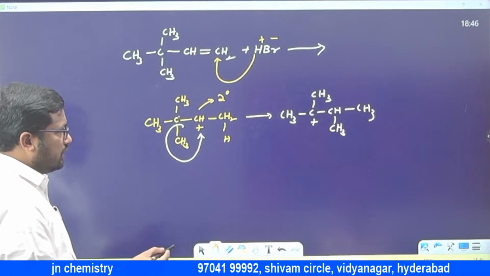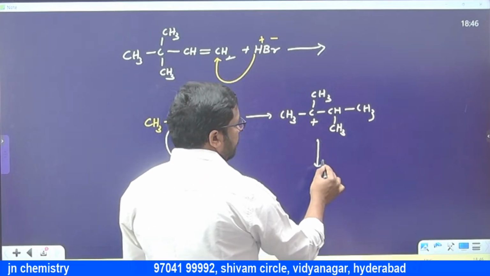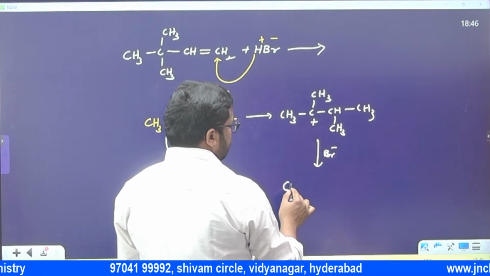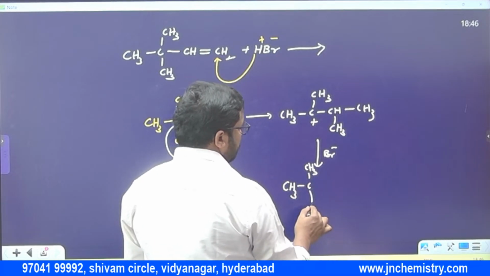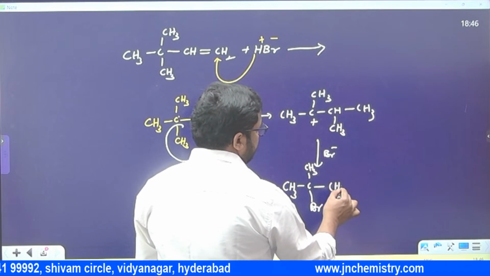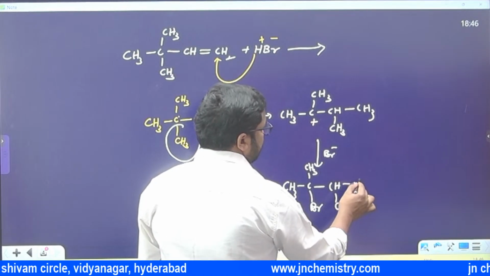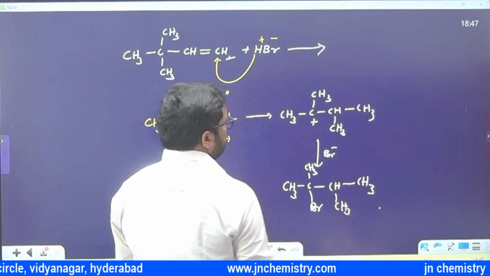Then Br minus comes and attacks over here, giving the bromo product with the shifted methyl. Write it down.